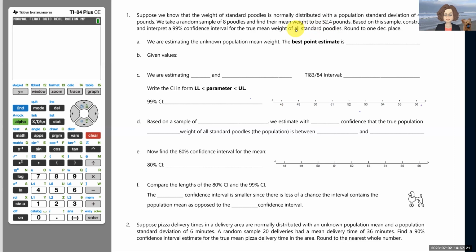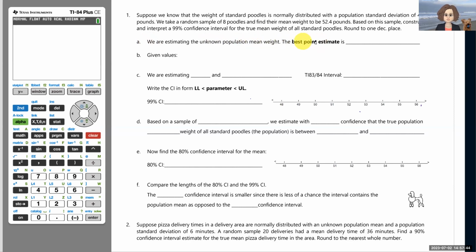All right, so the idea here is I'd like to know the mean weight of all standard poodles. But of course, gathering data from every single standard poodle in the world is not going to happen, not possible, not even realistic to try. So in inferential statistics, we use samples to try to estimate characteristics of an entire population. So we'd like to estimate the unknown population mean.